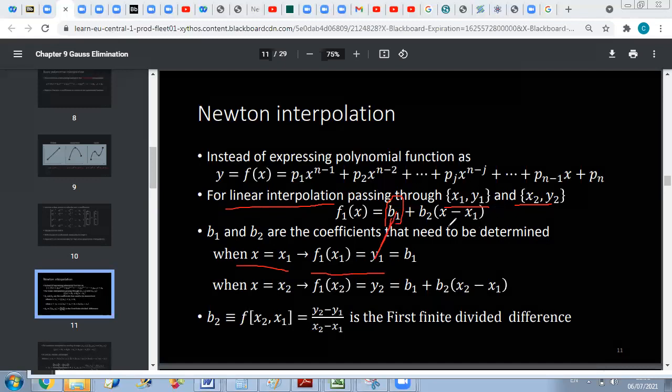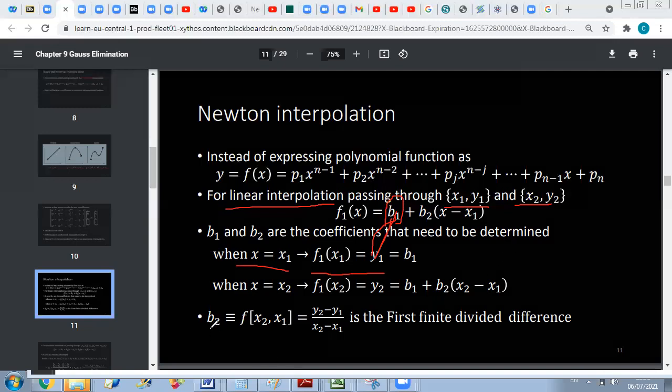So if we write it in this form, b1 will be equal to y1. And b2 is computed by putting the condition that when x is equal to x2, f1 of x2 is equal to y2. And y2 is b1 plus b2 times x2 minus x1. Okay? Now how can we write b2?